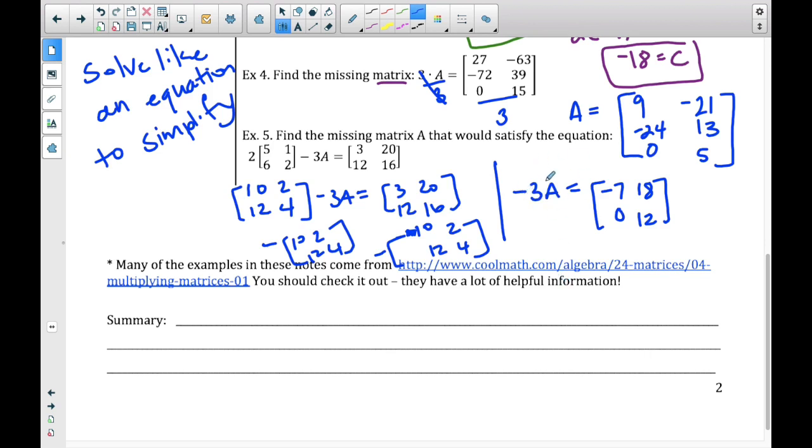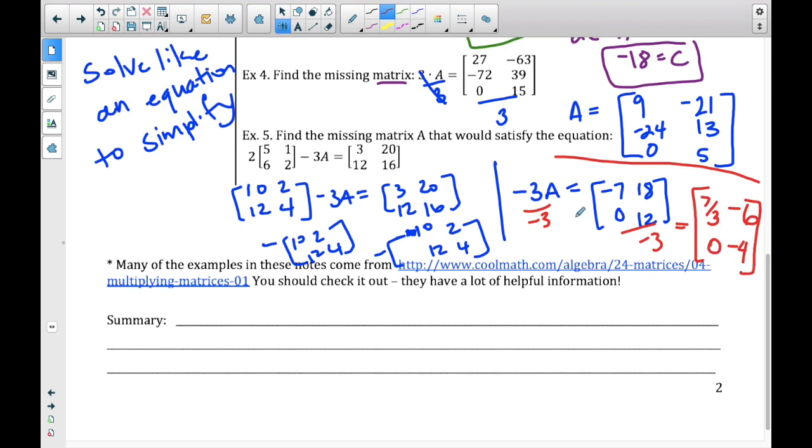I'm not done yet because I still need to finish out the equation. And so I need to divide by -3, right? So I need to divide this by -3. I'm running out of space, but my answer is going to be -7 divided by -3, which is a fraction. 18 divided by -3 is -6. 0 divided by -3 is 0. And 12 divided by -3 is -4. So the answer matrix is what you could plug in for A to find this answer. Now, we had to do some solving, but just solve it like a regular equation and then simplify it to get your answer matrix. These all come from coolmath.com.